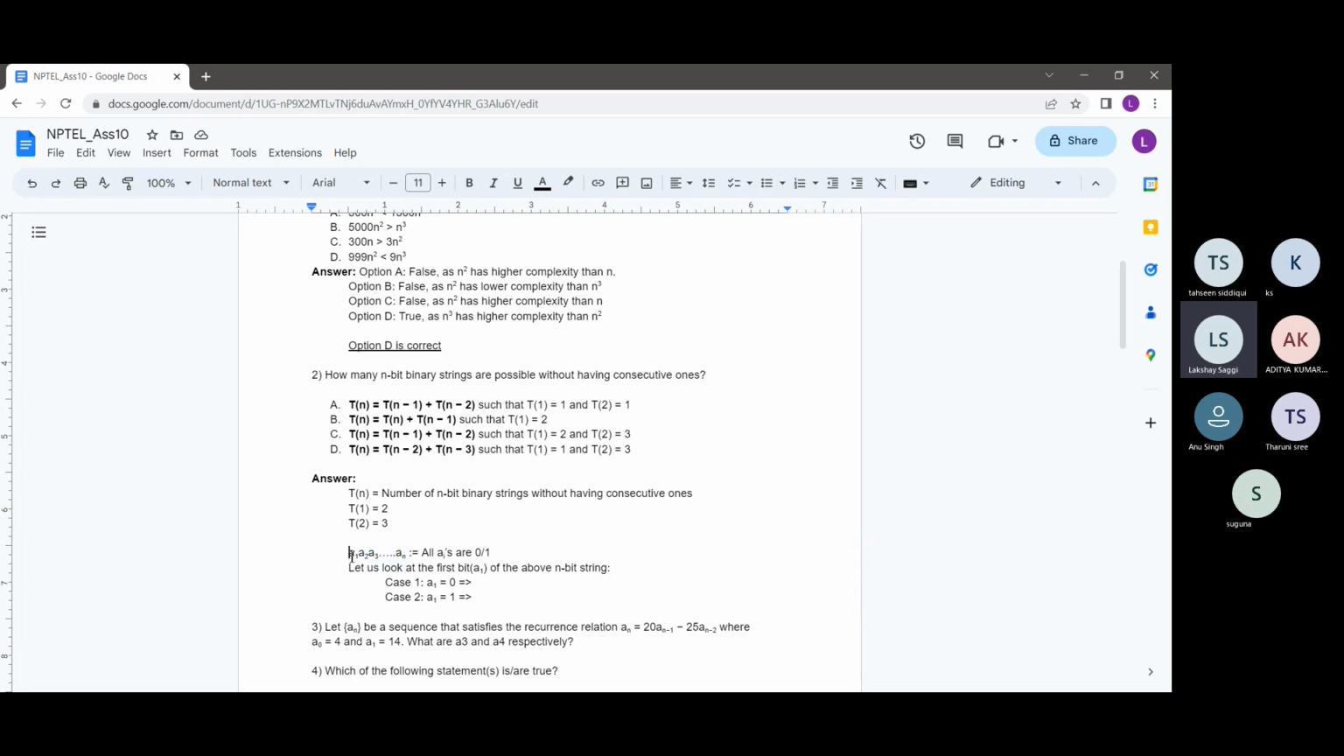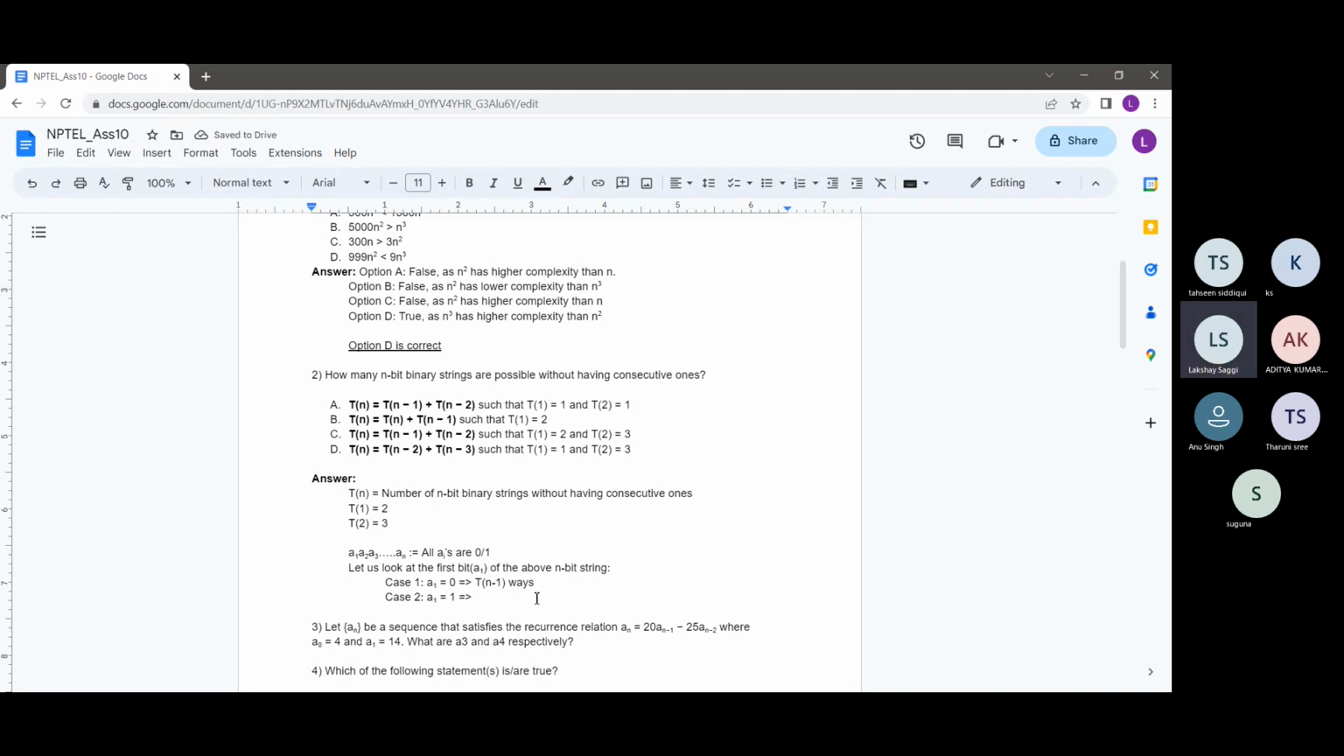As A1 was itself a 0, it will not contribute to any consecutive ones, right? So we can just ignore this A1 part, and now this A2 up to AN part becomes an independent problem of smaller size. It contains n minus 1 bits. And this was only possible because A1 was 0. So in this case, we'll get basically only n minus 1 bits, so we'll have T of n minus 1 ways.